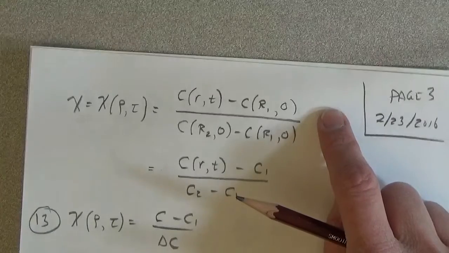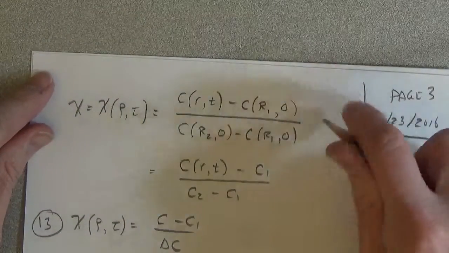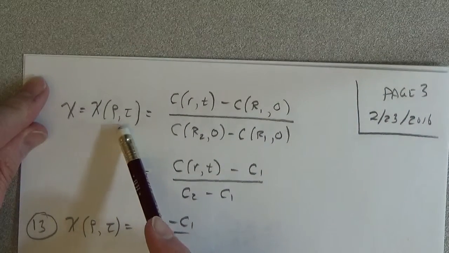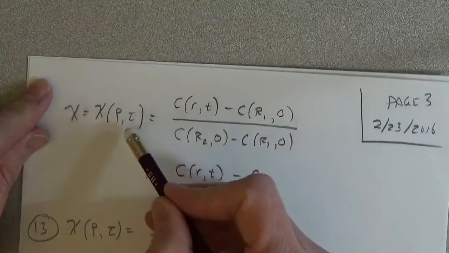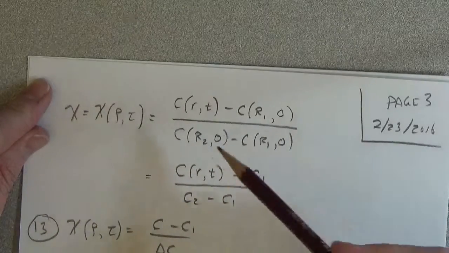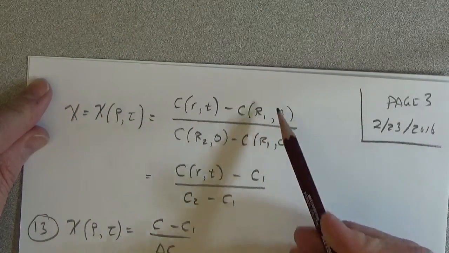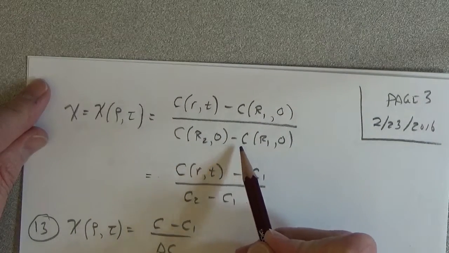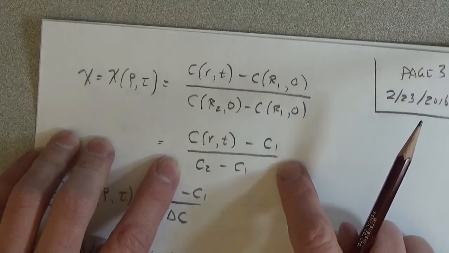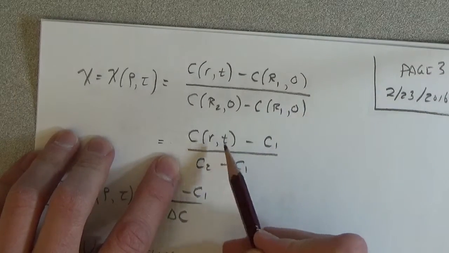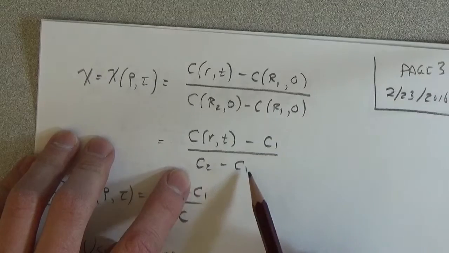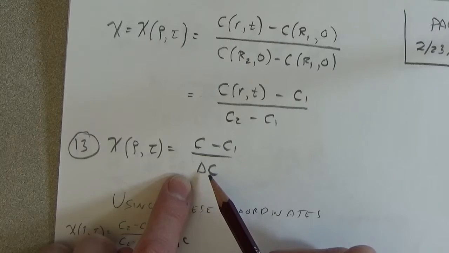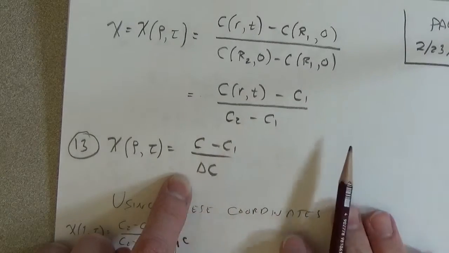Here we're going to have our chi, which is our dimensionless concentration, and we're defining that in terms of rho and tau. That's going to be concentration minus concentration at R1 divided by the concentration at R2 minus concentration at R1, which we now know from the boundary conditions is concentration minus C1 divided by C2 minus C1, which we can write simply as C minus C1 over delta C. So we're defining delta C as C2 minus C1.